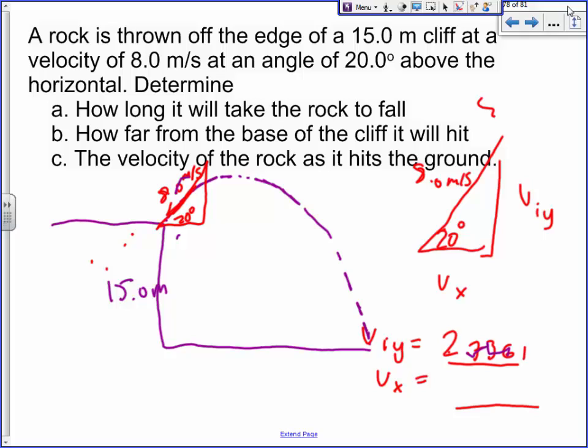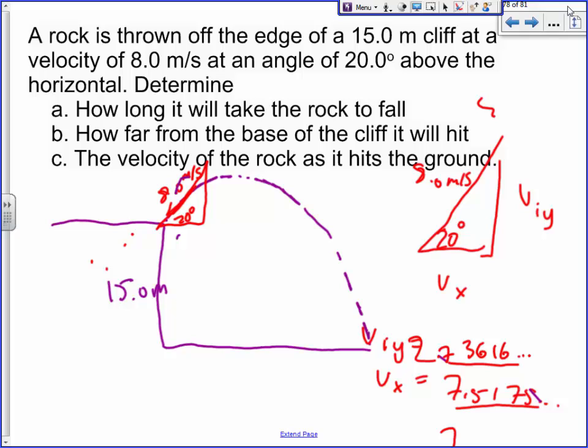2.736, oh my goodness, what's happening here? 2.73616 or so. Is that what you guys got for the one? Yeah. Okay. And then 8 times the cosine of 20, 7.51, give or take. 7.5175. So far, so good.